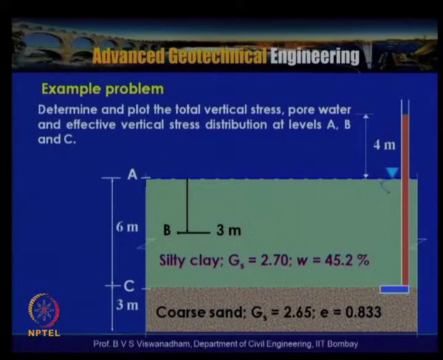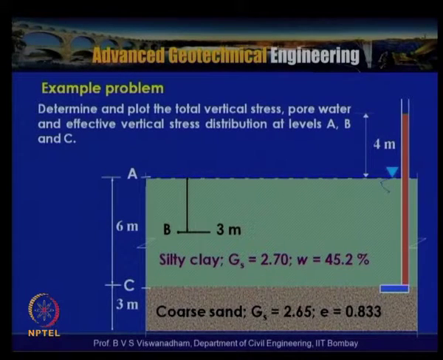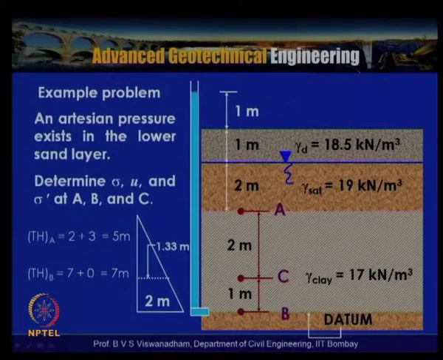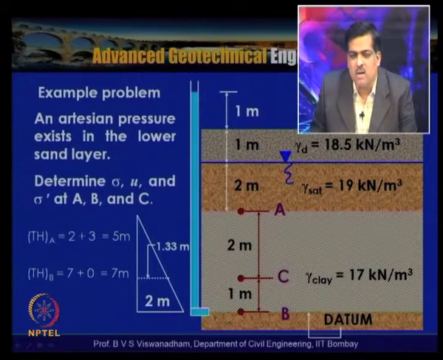The artesian pressure prevails in the lower sand layer at A, B and C, and C is located 1 meter above the datum. In this given problem, this particular surface is assumed as the datum, this point C is 1 meter above the datum, and A is 3 meters above the datum, at this point.